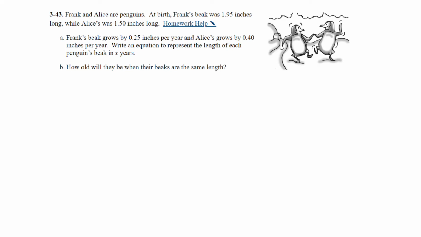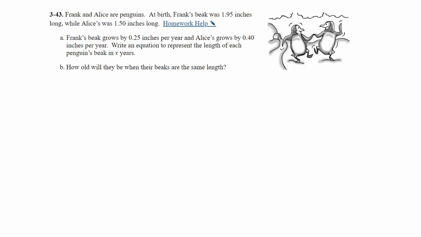Question 43. Frank and Alice are penguins. At birth, Frank's beak was 1.95 inches, while Alice's was 1.50 inches long. Frank's beak grows by 0.25 inches per year, and Alice's grows by 0.40 inches per year. Write an equation to represent the length of each penguin's beak in x years.